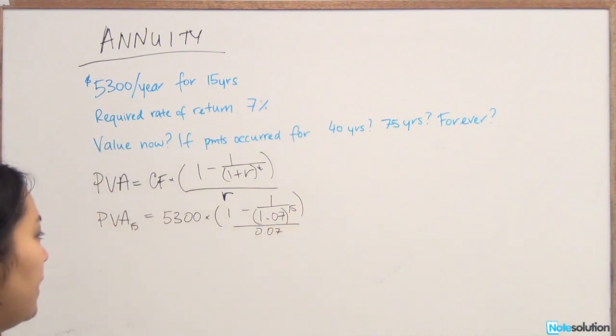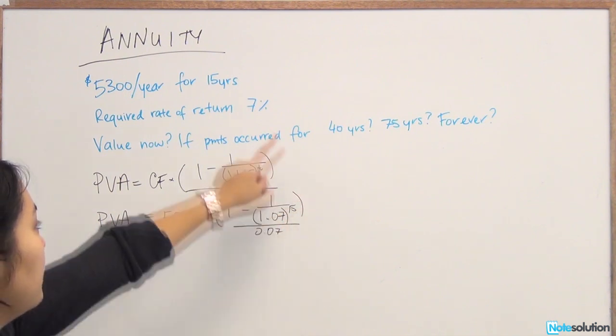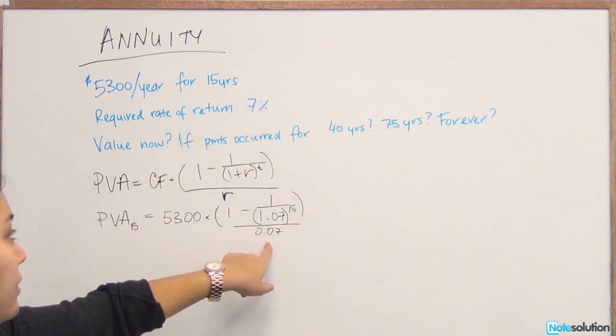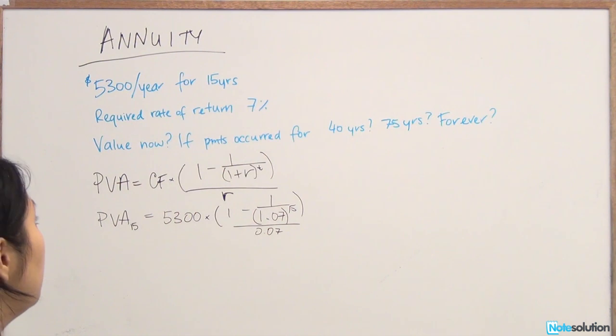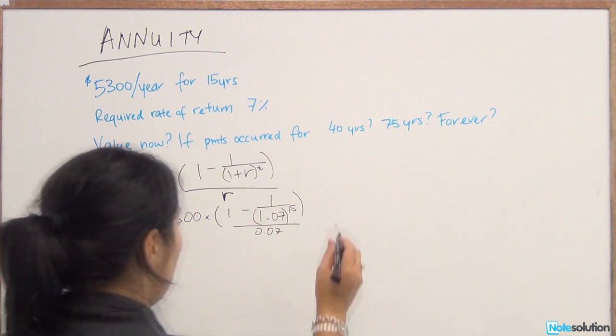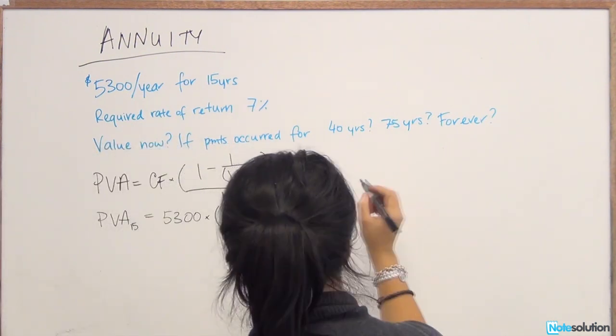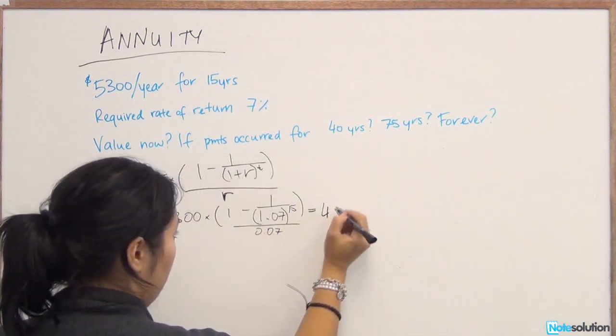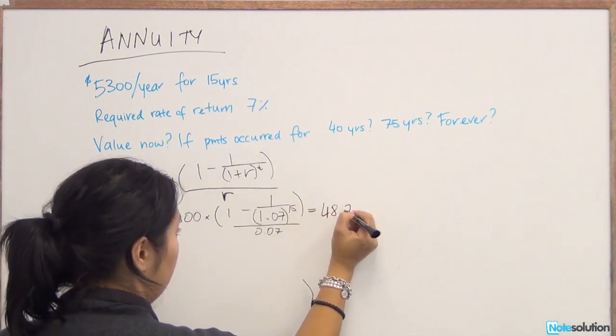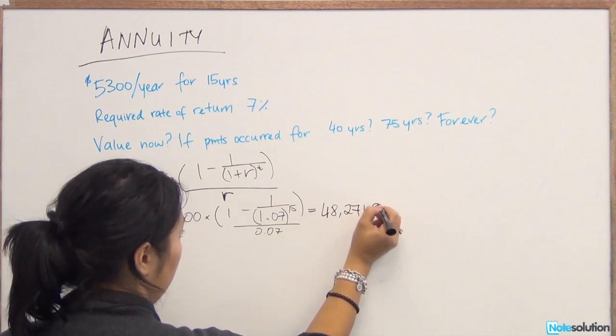So where are we getting these values? 1.07 is just 1 plus 7%, 15 is the time period, and 0.07 is the 7% at which you're investing in. So once you solve this, you get a present value of 48,271.94.